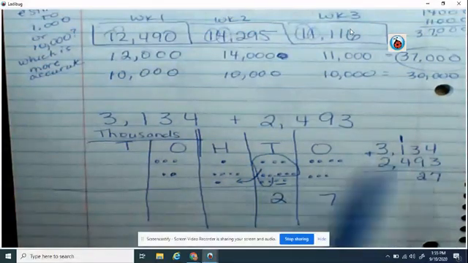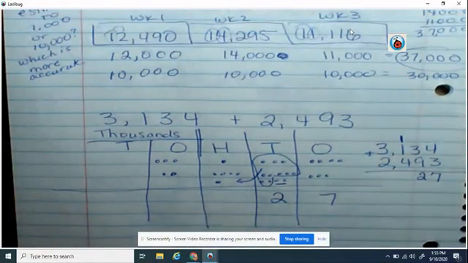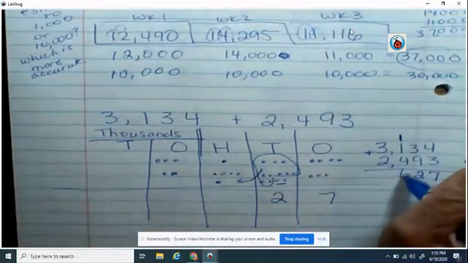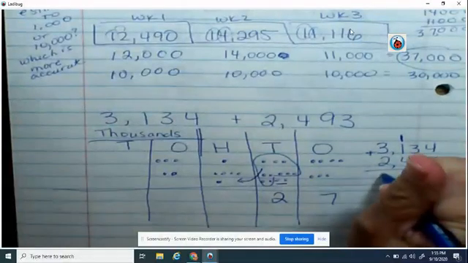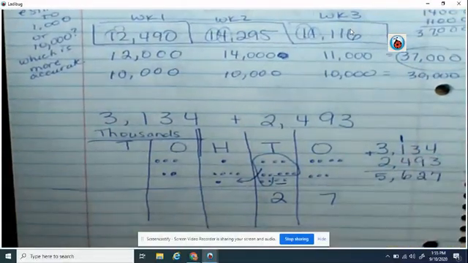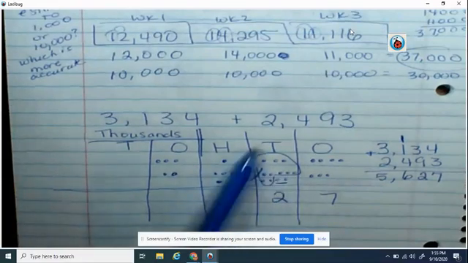Okay, so then I've got 1, 2, 3, 4, 5, 6. Put that here. And then I've got 1, 2, 3, 4, 5. We'll put that 5 here. 5,627. Okay, so I just wanted to kind of show you what happened here when we regrouped.